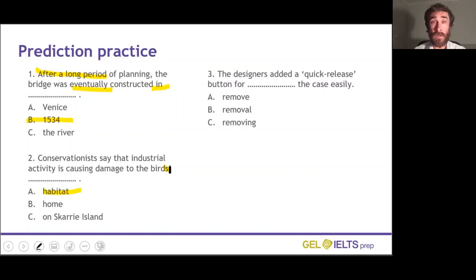The correct word form here is removing. After for, we're going to have a noun, or in this case, an ing verb. Removal is a noun, but we would have to say for the removal of the case easily. So that's not an option in this case. Remove is a base infinitive, and that would come after the preposition to.